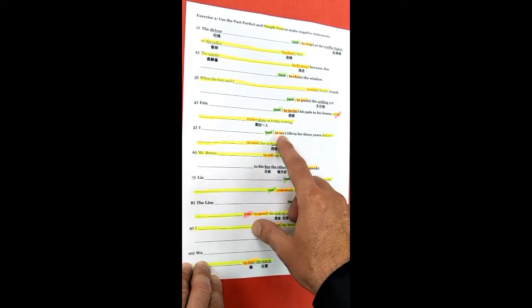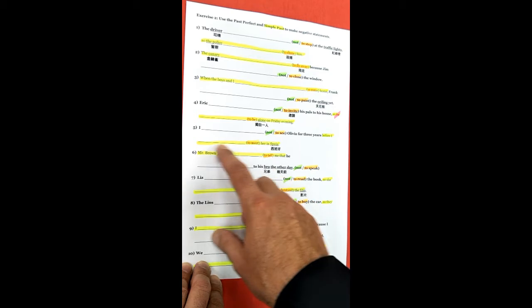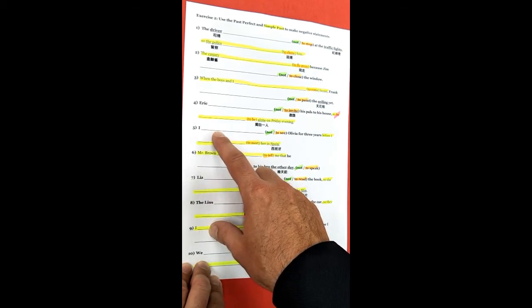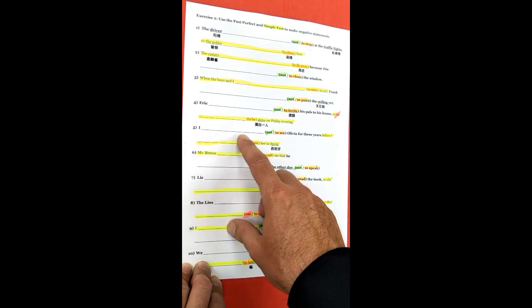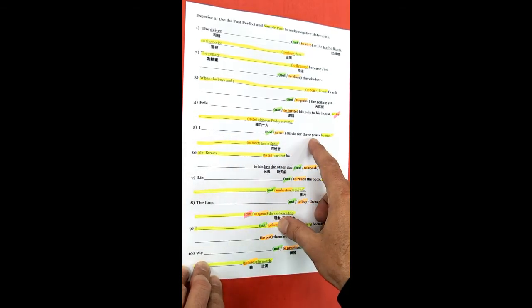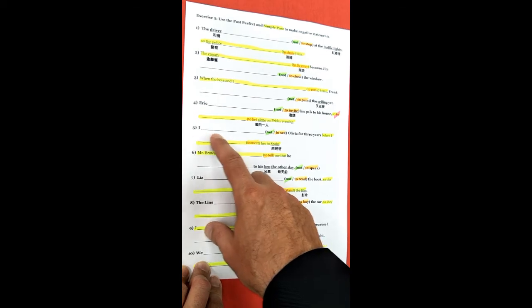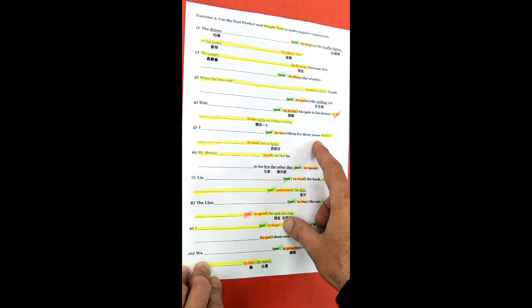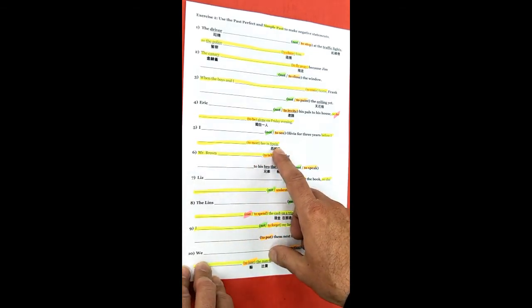Number 5, to see, saw, seen. To meet, meet, met, met. I hadn't seen Olivia for 3 years before I met her in Spain.